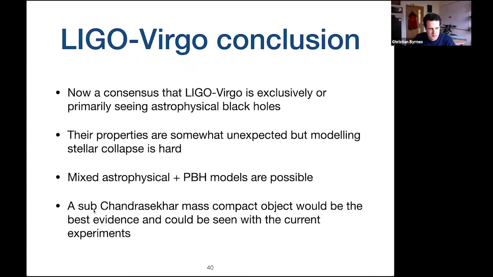But the best thing we can hope for is a sub-Chandrasekhar mass compact object, because that really shouldn't form astrophysically, and so that would be a clean probe of a primordial black hole.